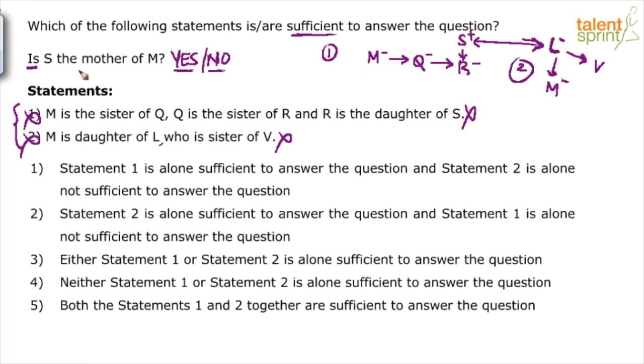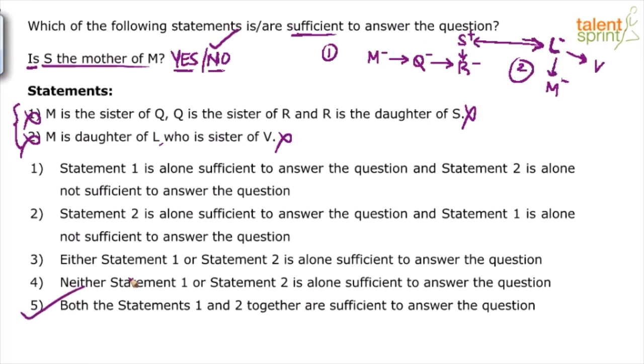Yes or no? Is S the mother of M? You will say no. Why are you saying no? Because you have got to know that S is the father of M. How did you get to know that? Using the two statements together. Which means you are able to give the answer as no for this question using both the statements together. And hence you should say both the statements 1 and 2 together are sufficient to answer the question.